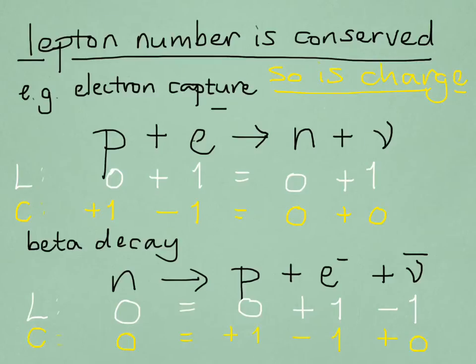If we count up the charges, we've got no charge for a neutron, +1 for a proton, -1 for an electron, and 0 for a neutrino. Whether it's a normal one or an anti-neutrino, doesn't matter, still 0. So we've got 0 on this side equals +1, -1, +0, so that works as well. So as you can see, we can use the conservation laws to work out whether we've got, in this case, a neutrino or an antineutrino.